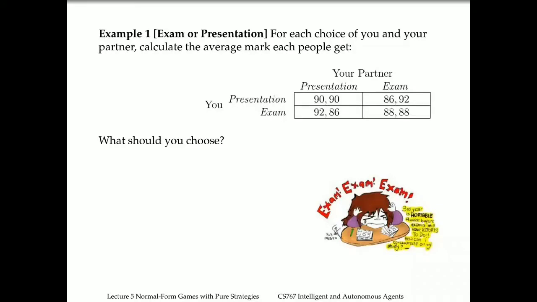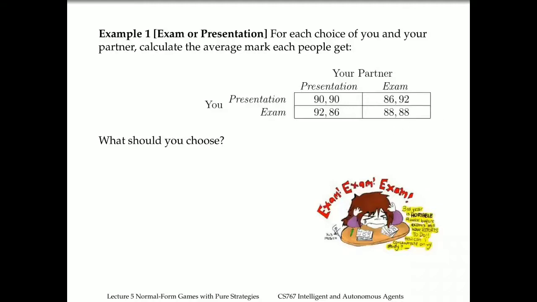If you switch the roles, so you prepare for the exam and your partner prepares for the presentation, you get exactly the same situation, just switching the roles, so you are taking advantage of your partner. And then lastly, if both of you prepare for the exam, not the presentation, then both of you would get 92 in the exam, but you do quite badly in the presentation. Overall, you'll get 88 each as the overall mark.